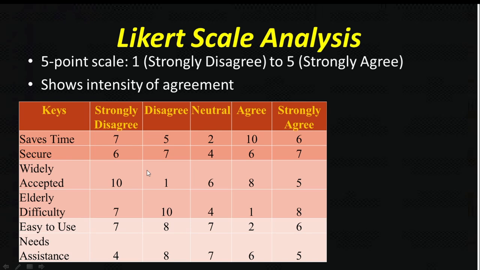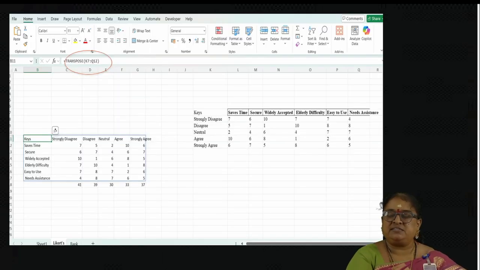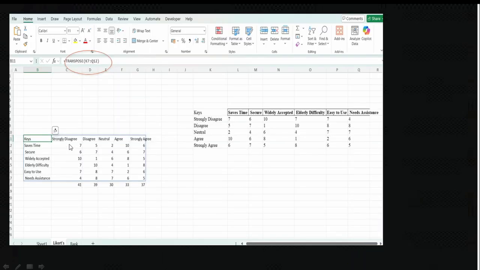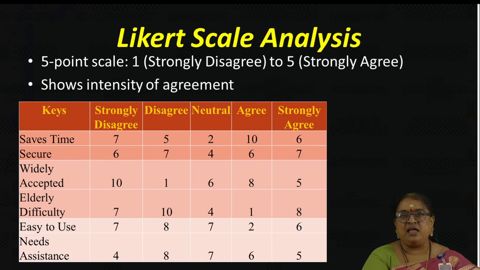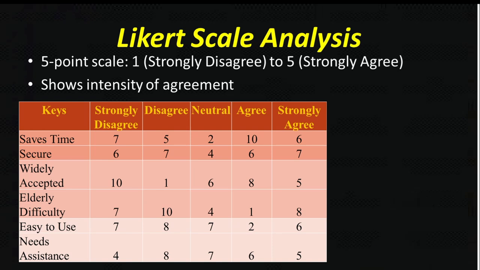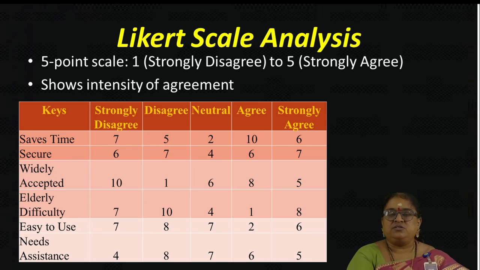Then Likert scale analysis. In the previous slide we learned about strongly disagree, neutral, agree, strongly agree. This is the Likert scaling. Likert scaling is normally 7-point, 5-point, or 3-point scaling. In your project you have to use 5-point scaling, which is the best one. The first represents strongly disagree, the second represents disagree, the third represents neutral, and the fourth agree. Then we have to count the values.